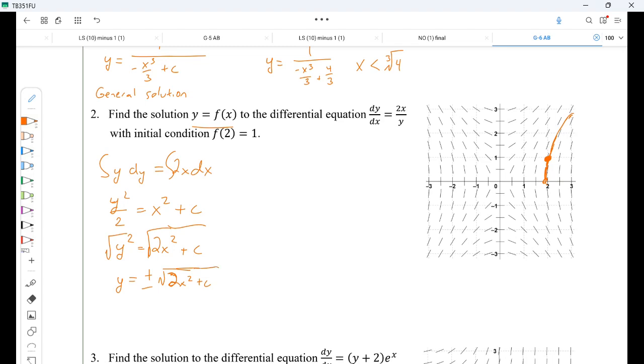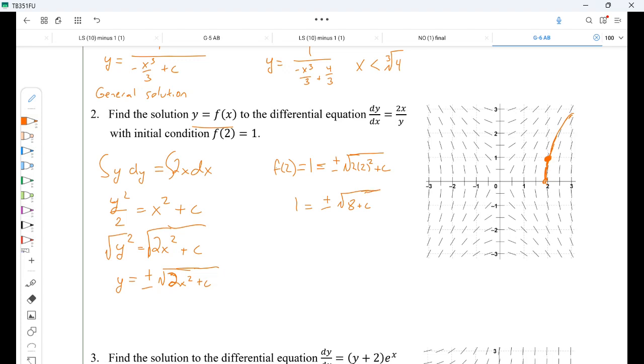So sure, that goes all the way over there. So the f of 2 is 1. That means that f of 2 equals 1 equals plus or minus the square root of 2x squared plus c. But we'll plug our 2 in. 2 times 2 squared. So we've got 1 equals plus or minus the square root of 8 plus c.